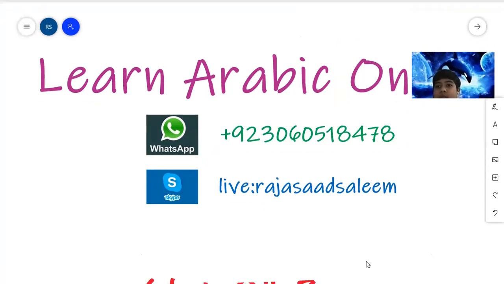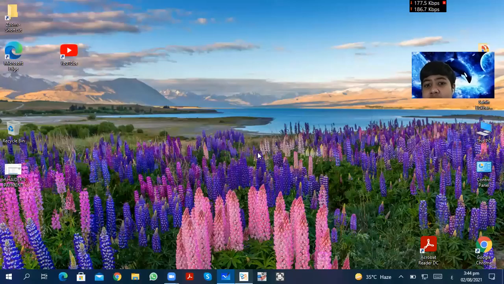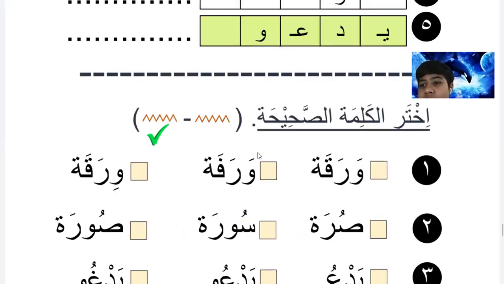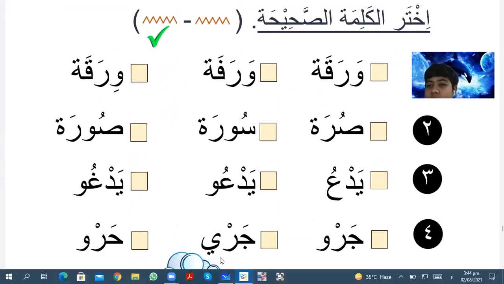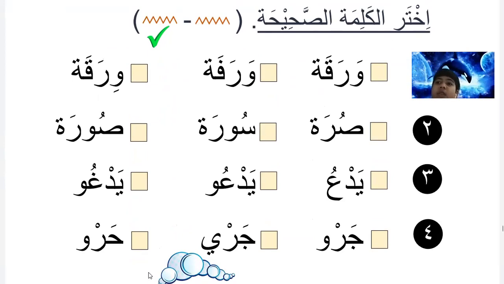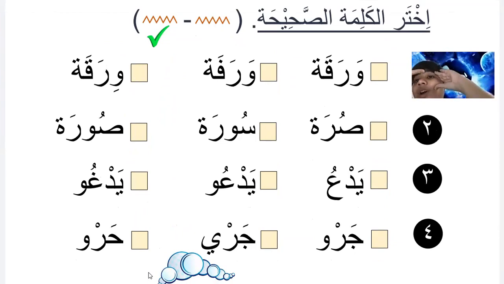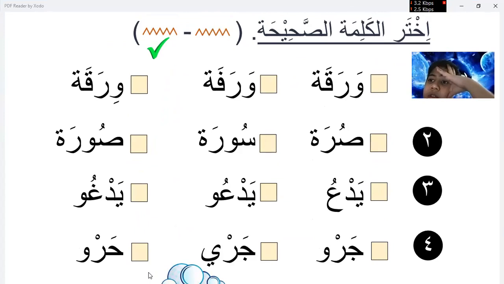Okay. Ikhtar al-kalima as-sahiha. Choose the correct word. Okay, that's hard. Waraka. It's Waraka. Which one? First one. Yeah. Okay. Meaning of Waraka. Is the paper, I guess. Correct. Next.